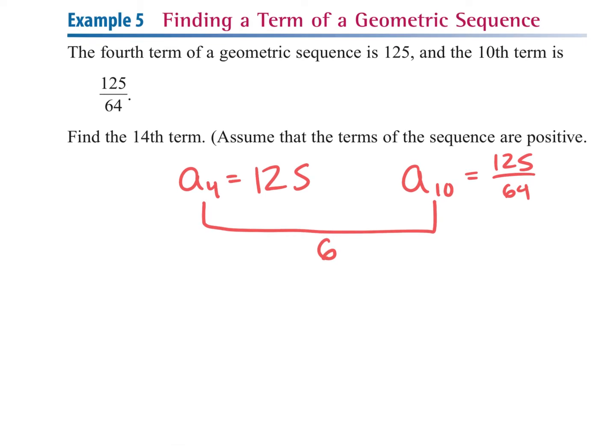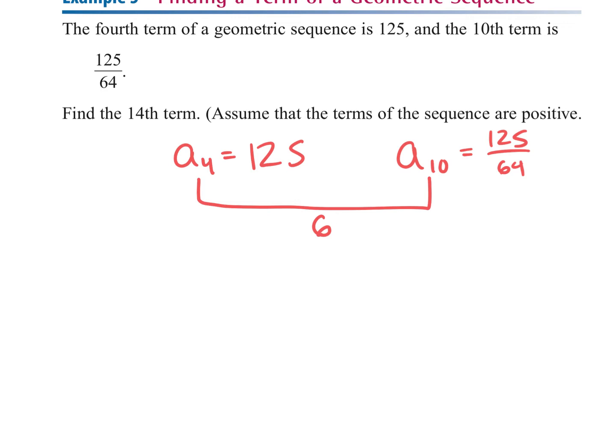Now when we set this one up, again, we start with the term that's farthest away from our first term, so that'll be a sub 10. And that's equal to the other one, a sub 4, times r to the 6th power. So that 6 goes there. So however many terms are in between, that becomes your exponent.